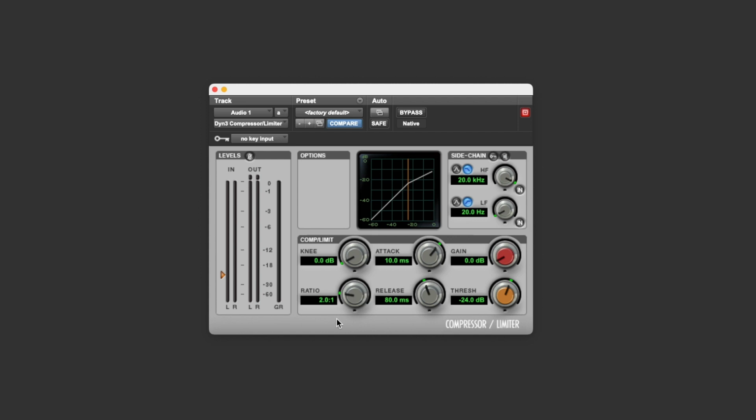So what do these numbers mean? Well, if you had a ratio of 1:1, that would mean that no compression is happening. That's because every 1 decibel that the signal overshoots the threshold, the signal will get 1 decibel louder. So nothing's being turned down.